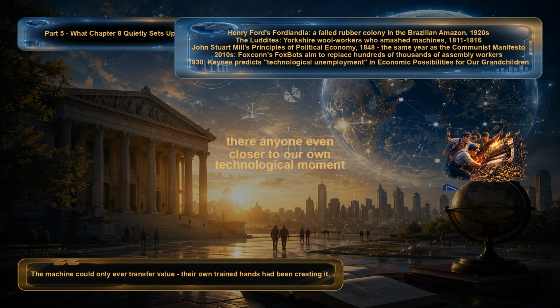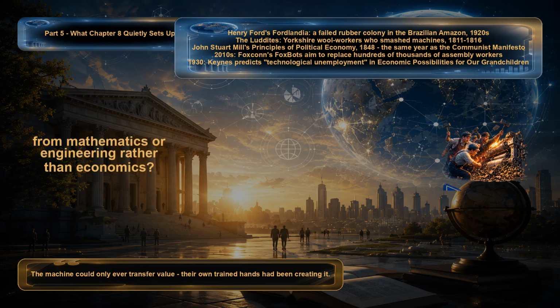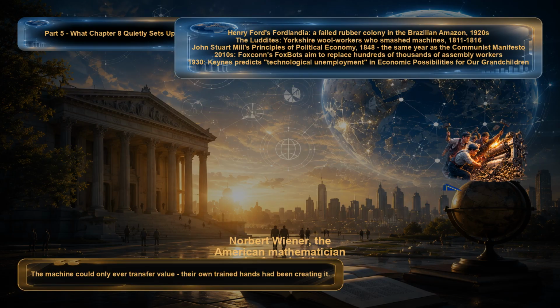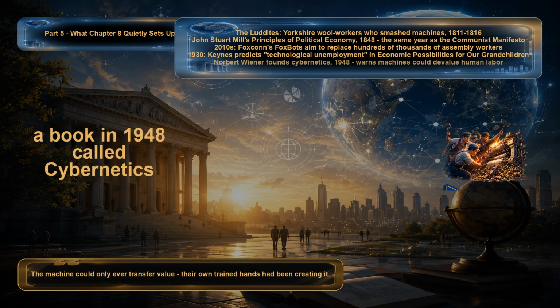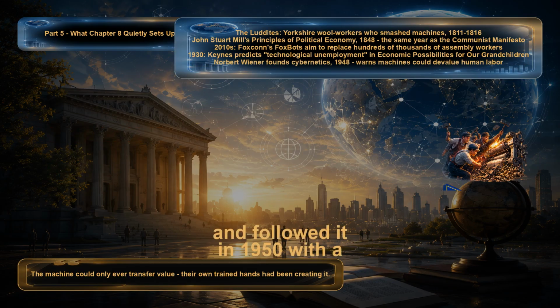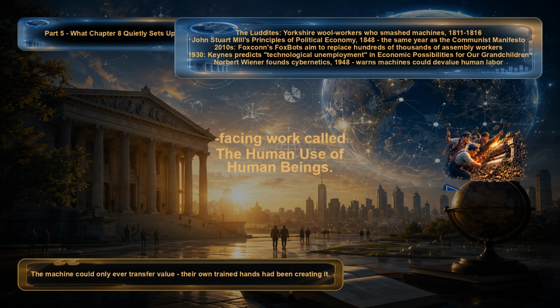Was there anyone even closer to our own technological moment who raised this same alarm early? Someone from mathematics or engineering rather than economics. Norbert Wiener, the American mathematician who founded the field of cybernetics, the study of feedback and control in machines and living systems, published a book in 1948 called Cybernetics, and followed it in 1950 with a more public-facing work called The Human Use of Human Beings.